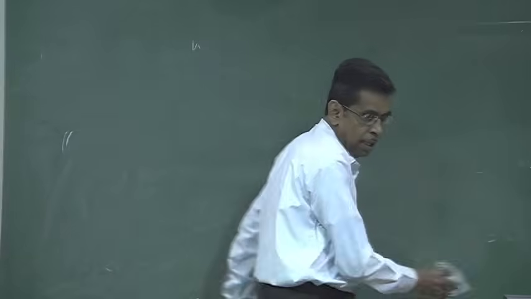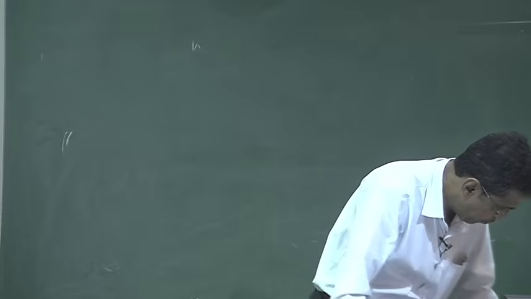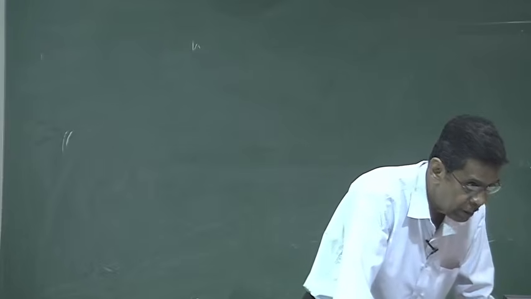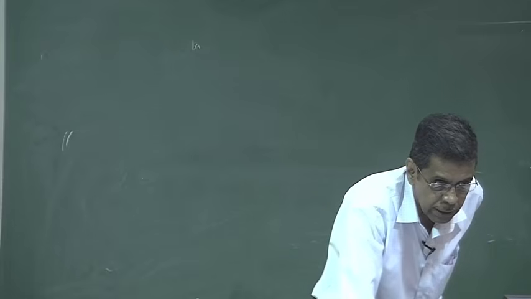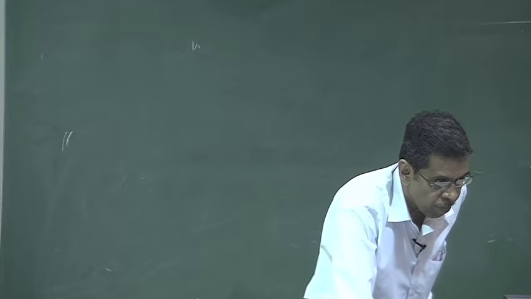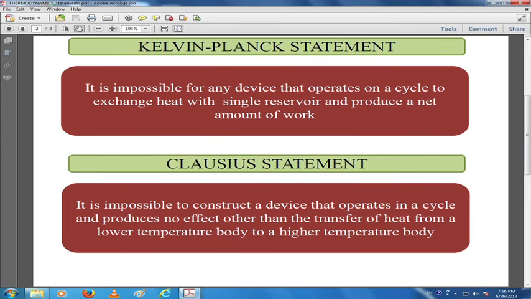Now, I will tell you the Kelvin-Planck statement. This is the Kelvin-Planck statement, which tells that it is impossible for any device that operates on a cycle to exchange heat with a single reservoir and produce a net amount of work, as I have described.